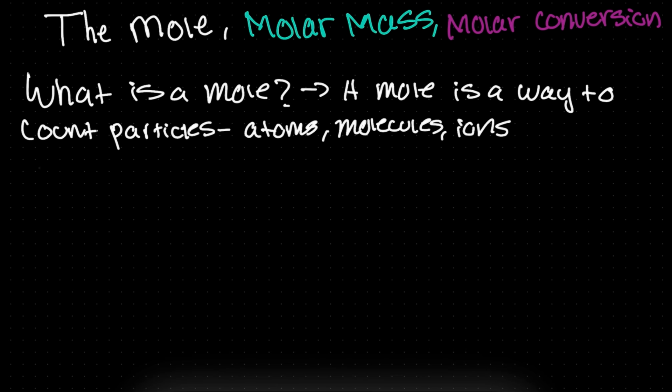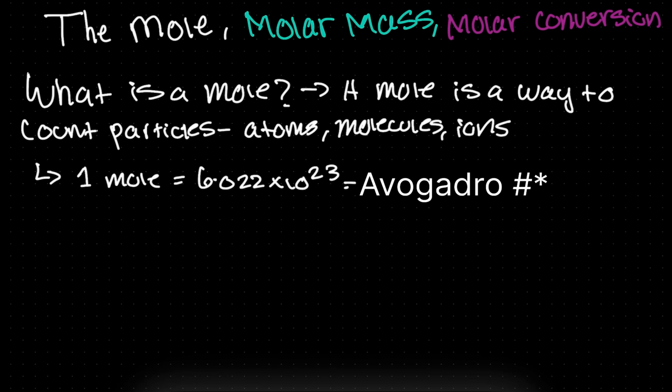So a mole has a number. 1 mole is equal to 6.022 times 10 to the 23rd. And this is also known as Avogadro's number.